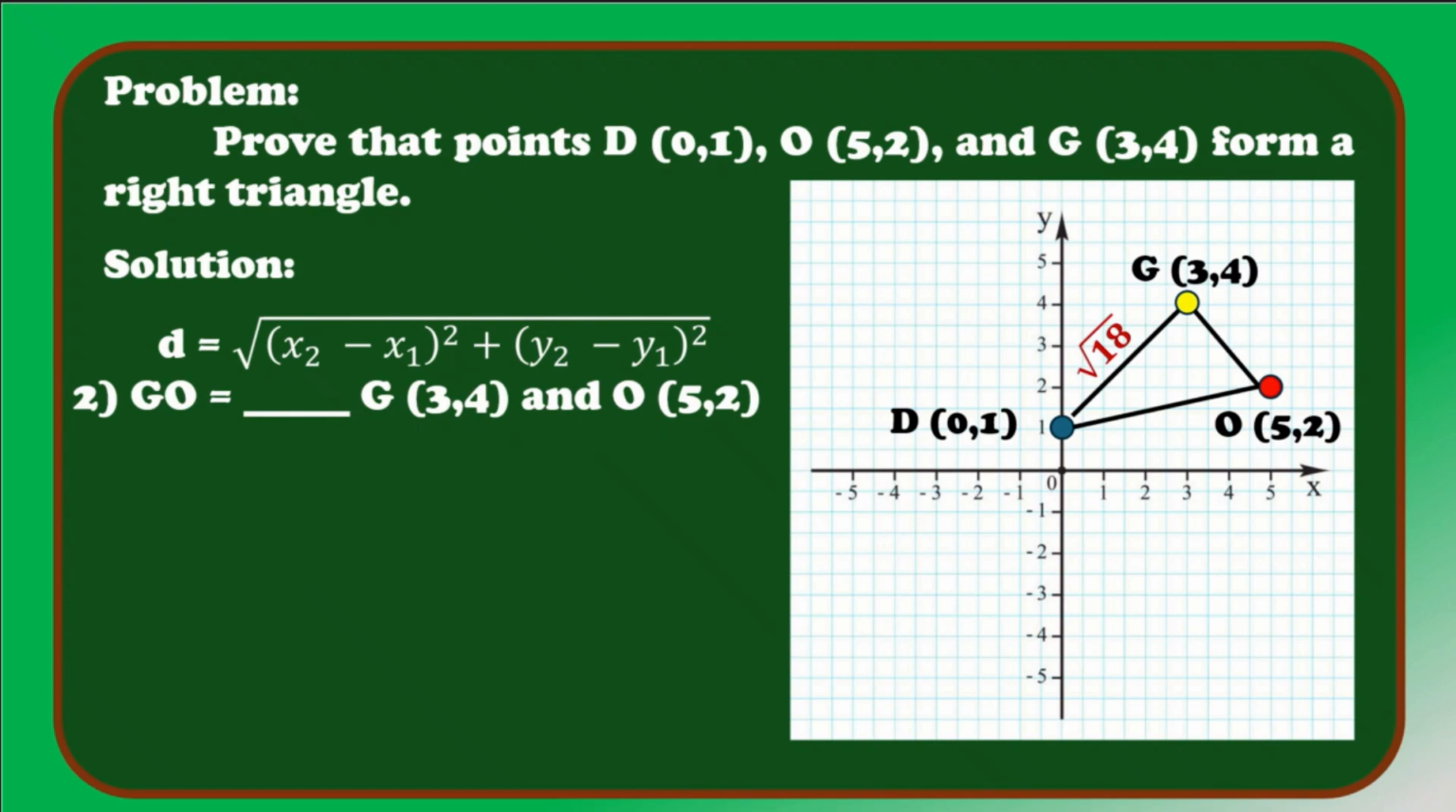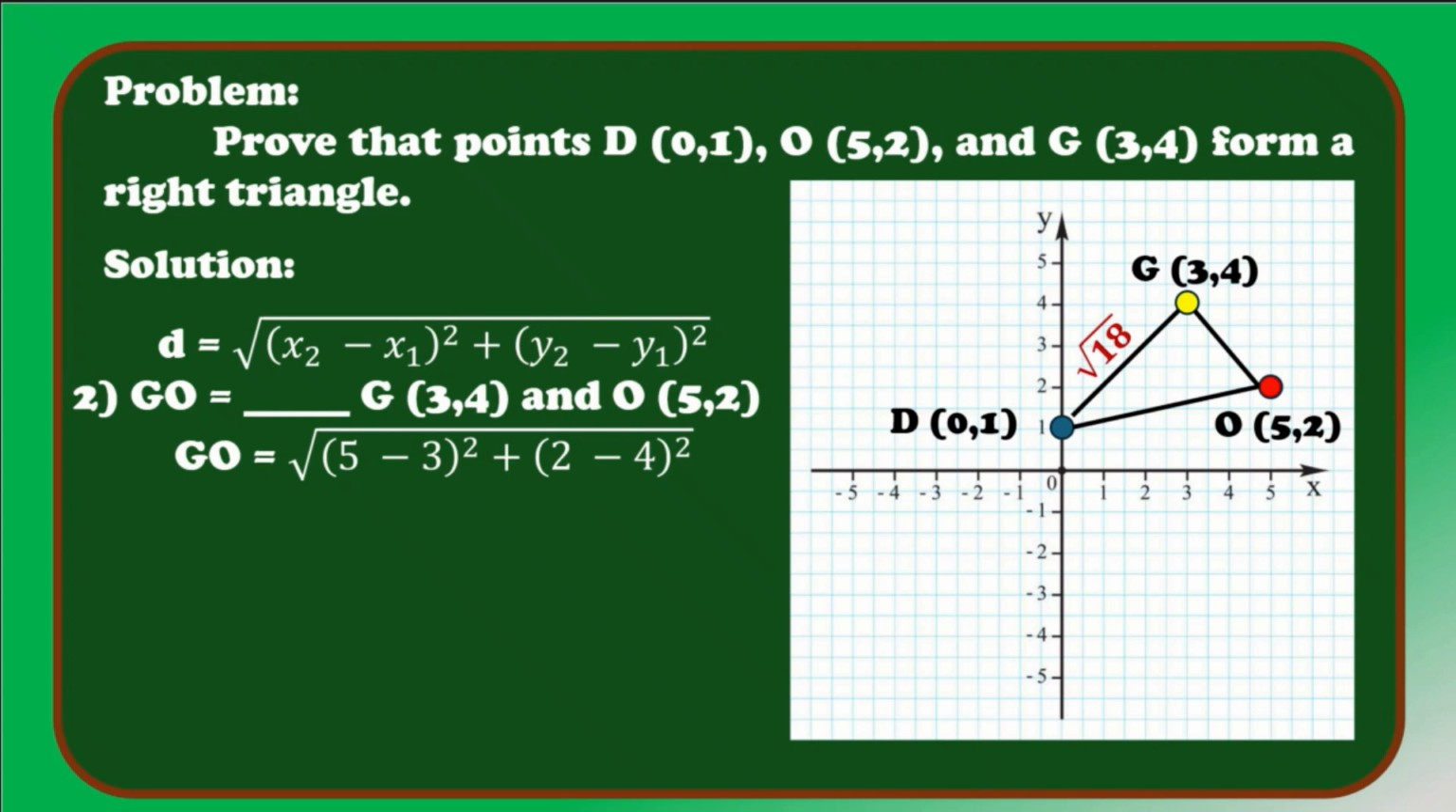We're going to obtain the distance between point G and point O, where G is located at (3, 4) and O is located at (5, 2). Once again, let's proceed with the substitution, and it goes like this. GO equals the square root of the quantity 5 minus 3 squared plus the quantity 2 minus 4 squared.